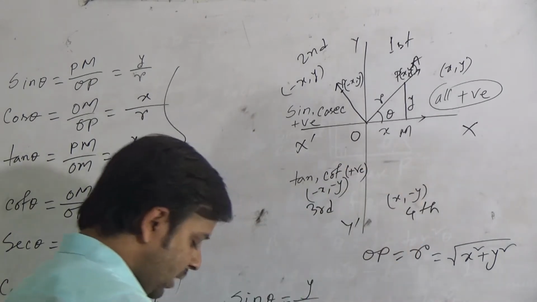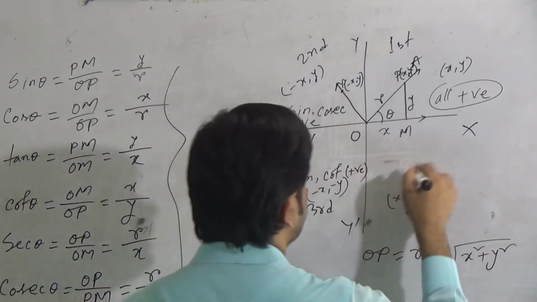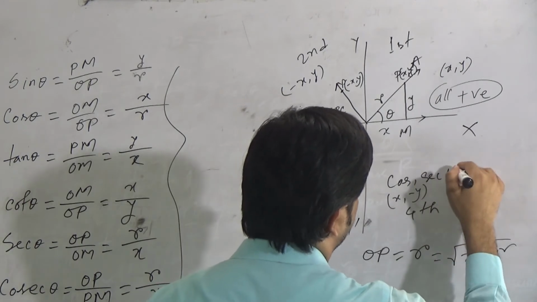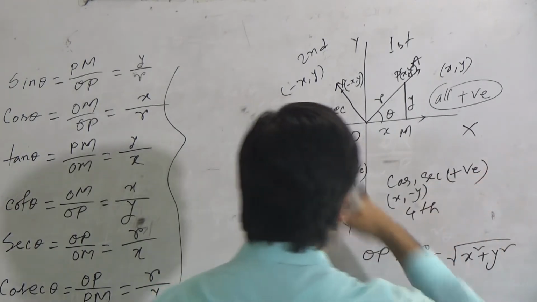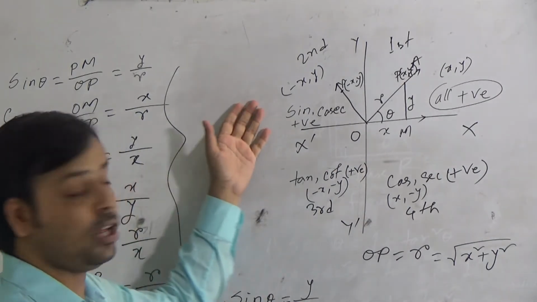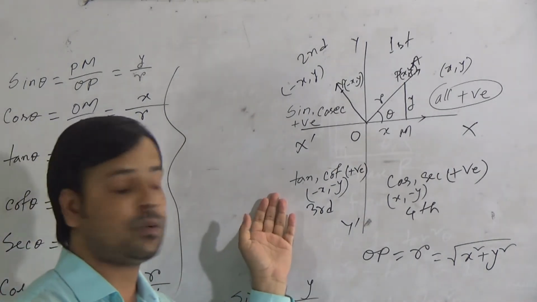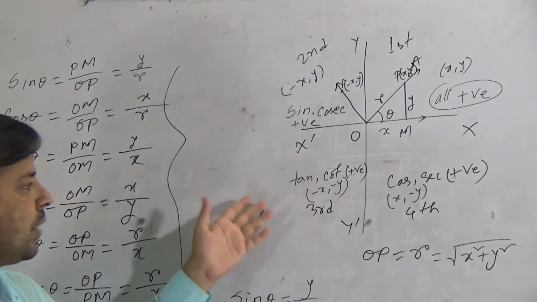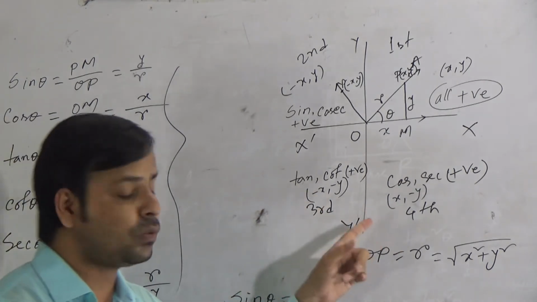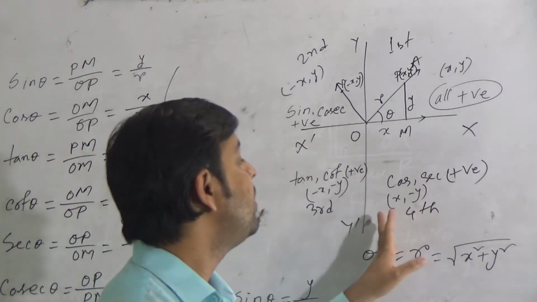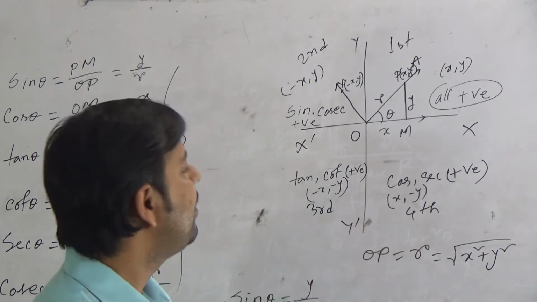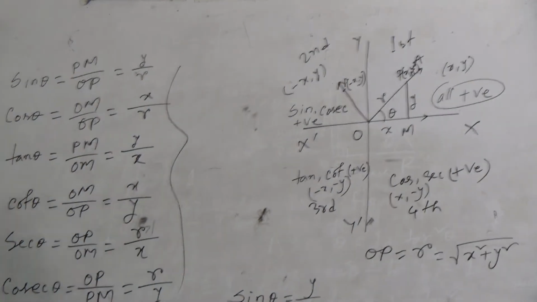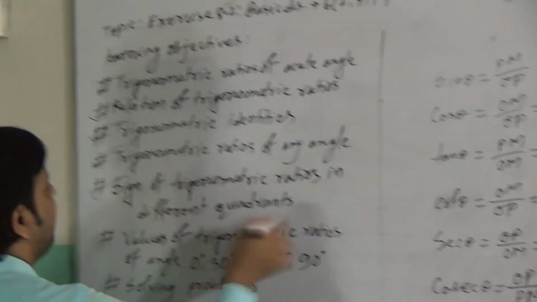In the fourth quadrant, we will get cos and sec positive. So in the second quadrant, except sine and cosec, all the ratios are negative. In the third quadrant, except tan and cot, the rest of the four ratios are negative. And in the fourth quadrant, except cos and sec, the rest four ratios are negative. Okay, dear students, I hope you have understood the sign of trigonometric ratios in different quadrants.